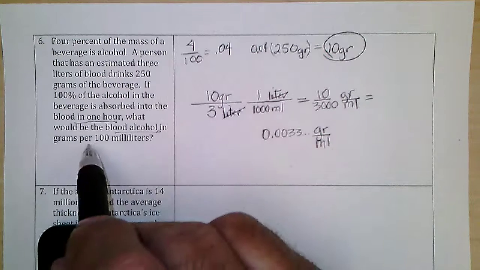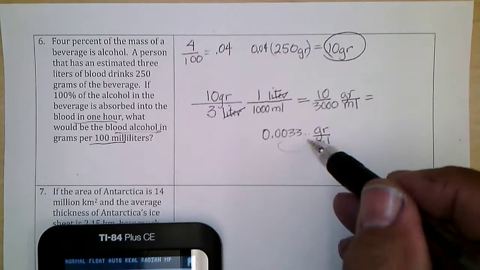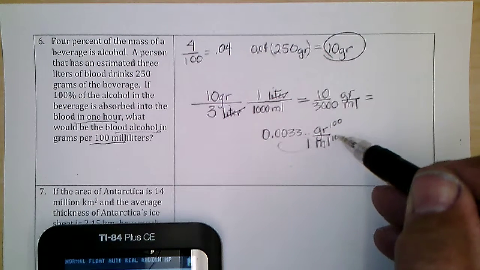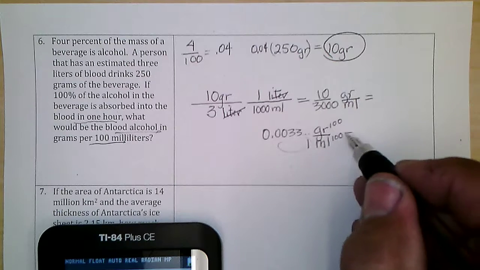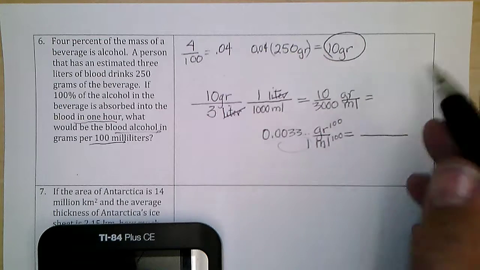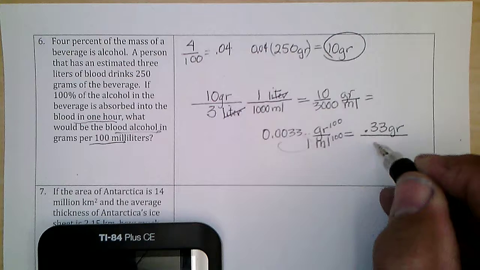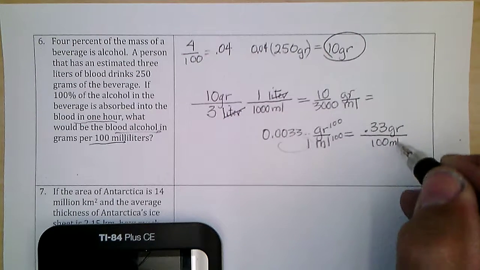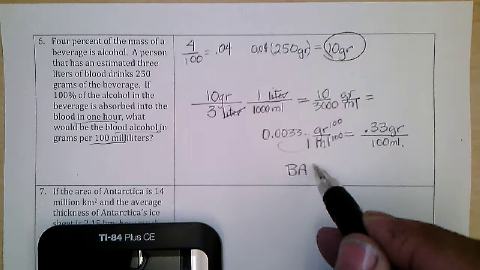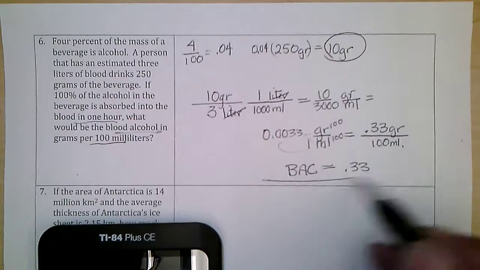But blood alcohol is done in grams per 100 milliliters, so we know how to make this be 100 down here instead of 1. So we multiply the numerator by 100 and the denominator by 100 to make it 100 milliliters. And we get 100 times this would move the decimal 2 places, and we get 0.33 grams per 100 milliliters. So the blood alcohol content rating on this one would be 0.33.